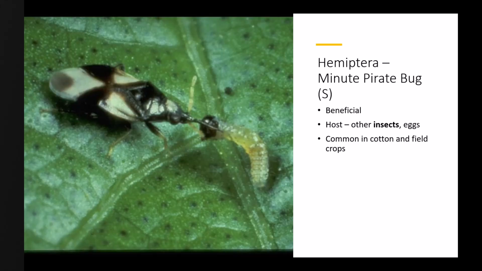Minute pirate bug is a beneficial insect that also kind of looks like a chinch bug, just has maybe a little bit more narrow of a head. Their hosts are other insects where they're feeding on live moving insects of all life cycles. They also will feed on eggs, and they're very common in row crop situations, maybe a little bit more so than in your garden, common in cotton and field crops. But the host for these or the location is going to be insects.